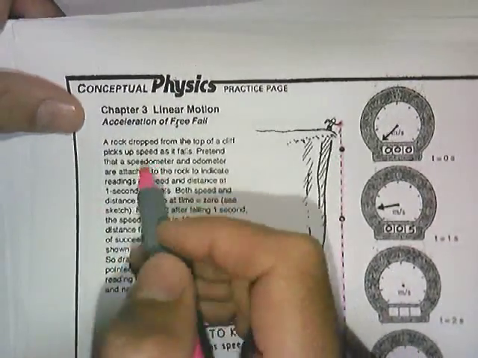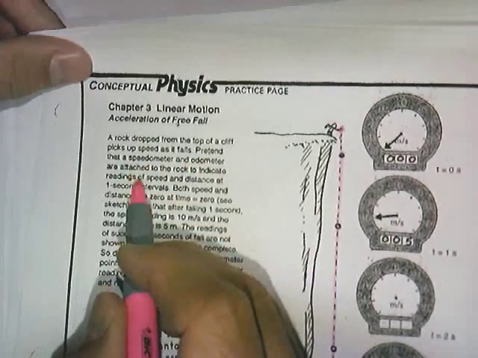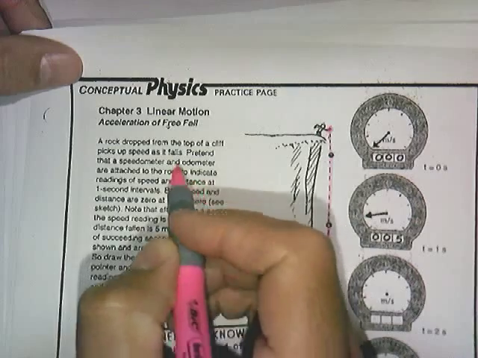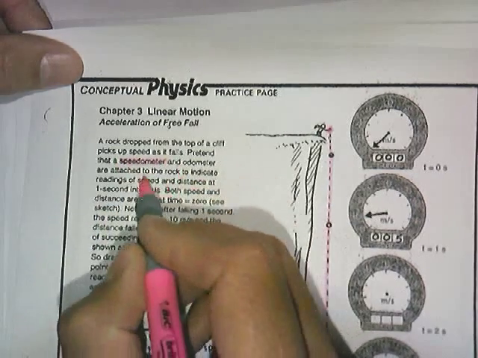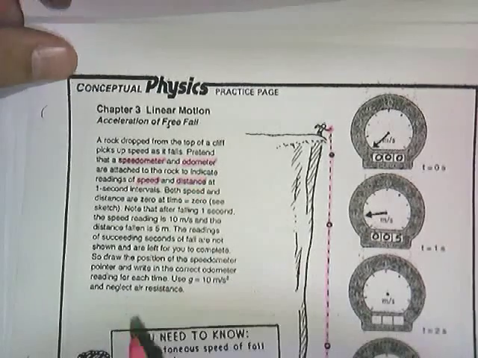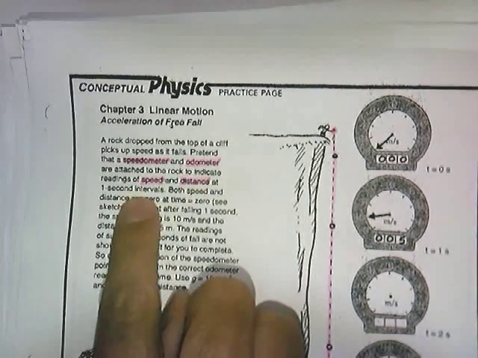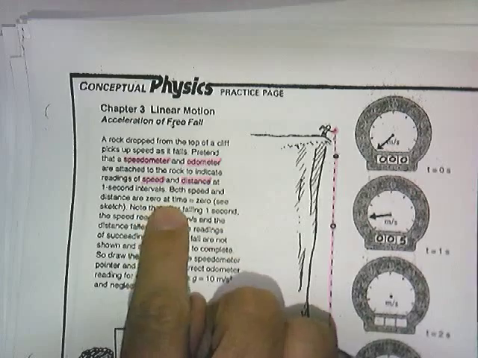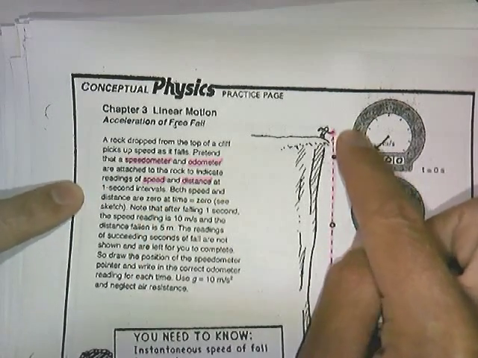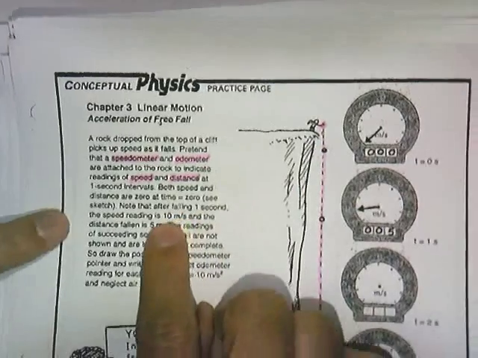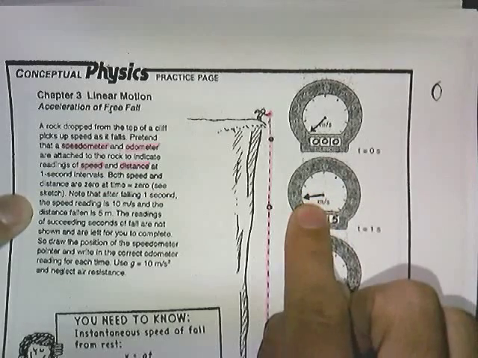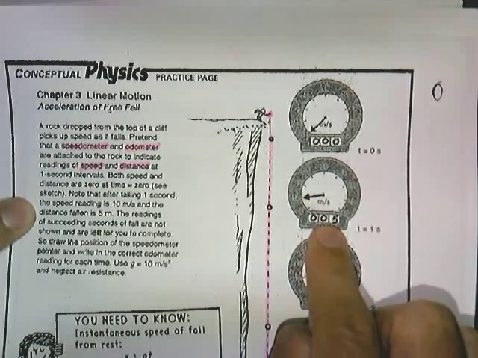Pretend that a speedometer and an odometer are attached to the rock to indicate the speed and distance. A speedometer, like that in a car, measures the speed, and an odometer measures the distance at 1 second intervals. Both speed and distance are 0 at time 0, at the top, when we drop it. Note that after falling 1 second, the speed reading is 10 meters per second, which is what we see here, and the distance fallen is 5 meters.